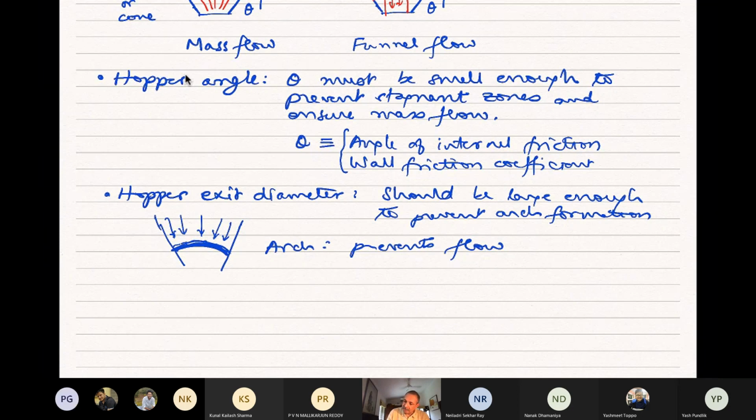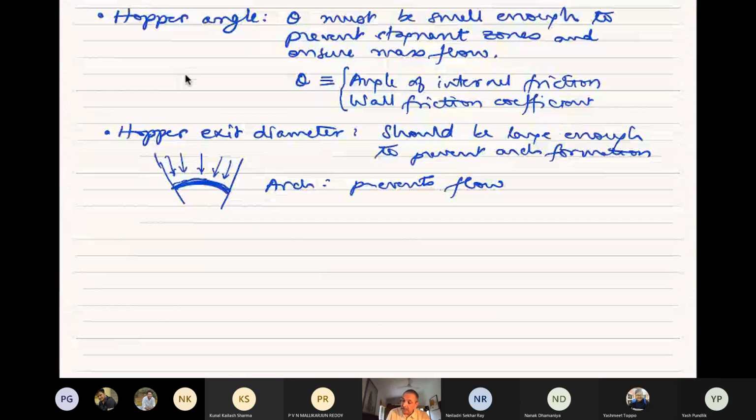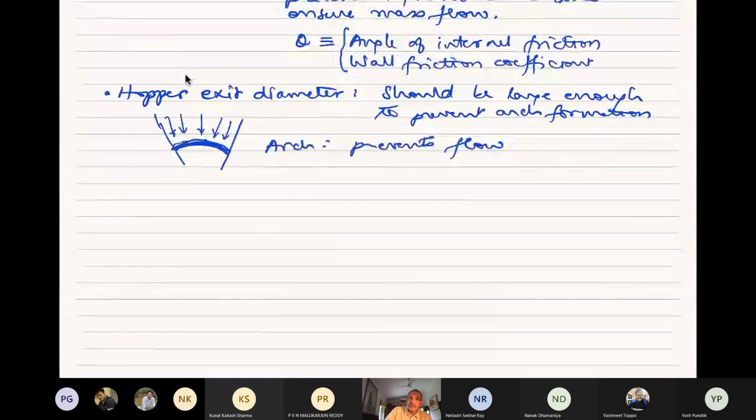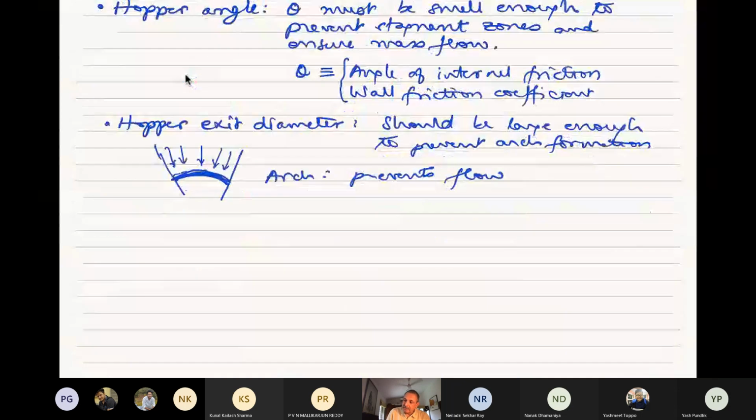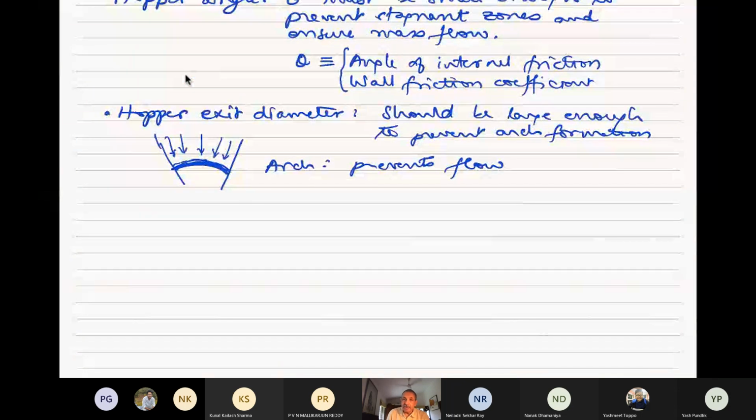They will put some kinds of disruptors to disrupt the formation of an arch, or they will have smooth walls by putting coatings and so forth to prevent this. So again, these are very interesting areas, and one can go and read about this. I just want to point out that these are the issues which you have to take into account if you are designing a hopper.